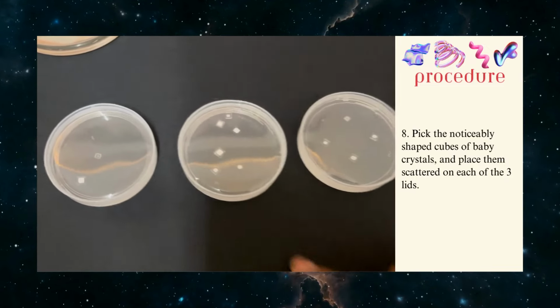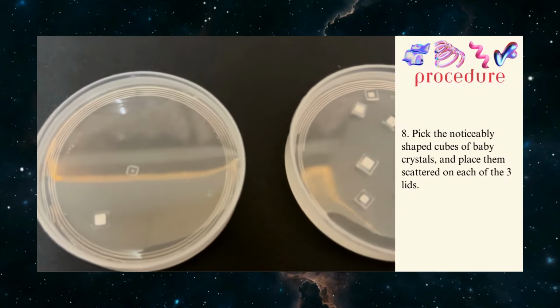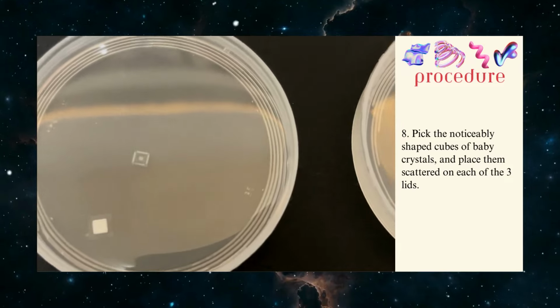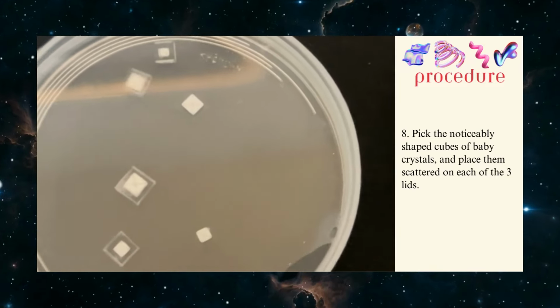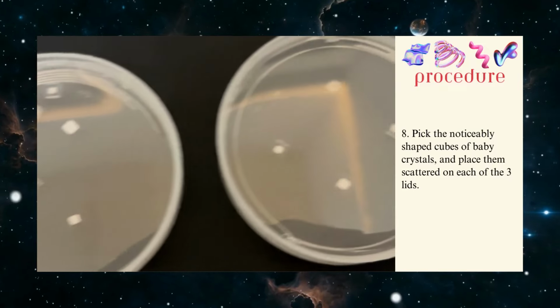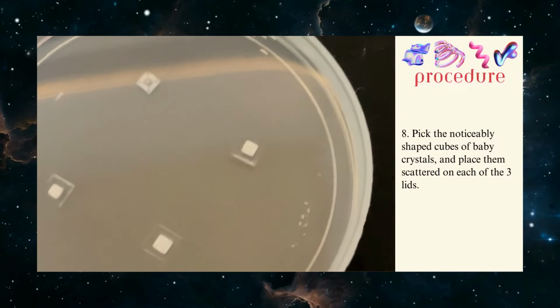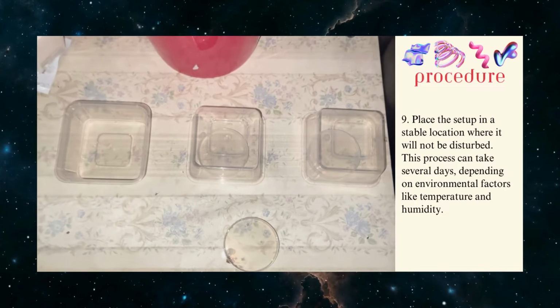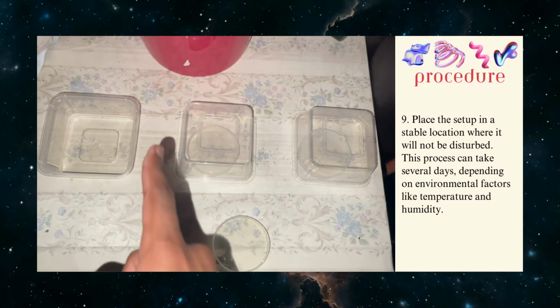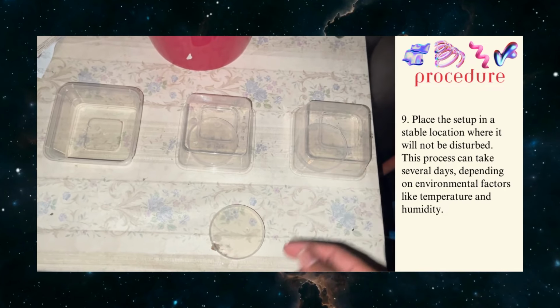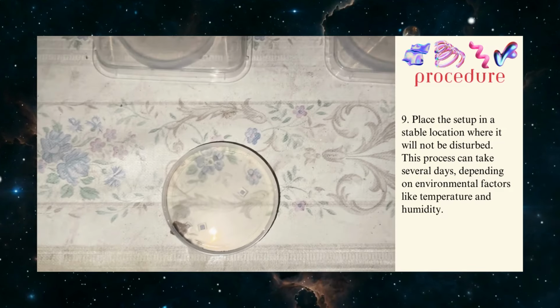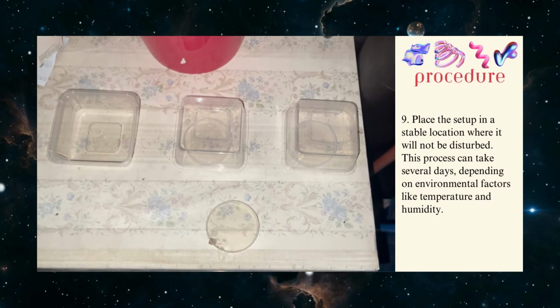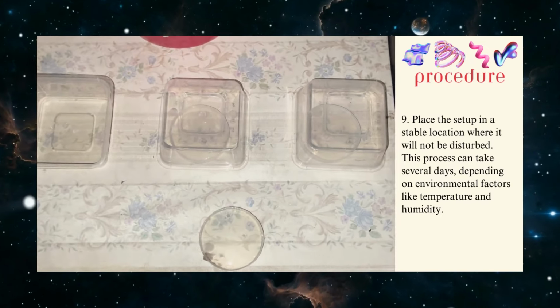Carefully pick the best shaped cubes of crystal and scatter them evenly across each of the 3 lids. Each lid will have its own set of crystals, allowing us to observe how different conditions affect their growth. Now that the crystals are set on the lids, we need to place the entire setup in a stable location where it won't be disturbed. Make sure the area is cool and dry, free from any sources of heat and humidity that could interfere with the evaporation.